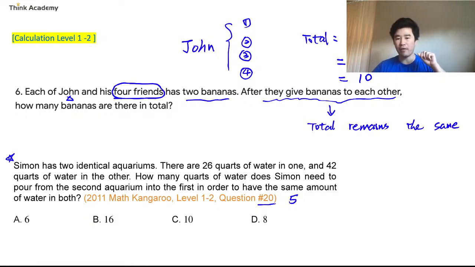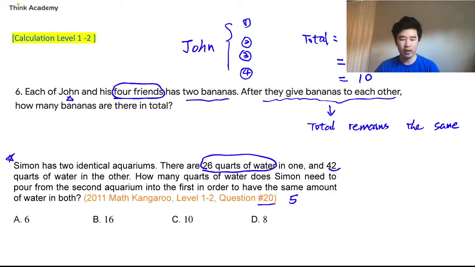How much water do we have in the first tank? We're having 26 quarts of water in the first tank. How many do we have in the second? We're having 42. So 2 very important pieces of information. We know the amount of water in both tanks. And now what are we going to do? We are going to pour some water from the second to the first to make them the same. So now we have the key information. Let's draw the graph. Read, circle key information, and draw the graph.